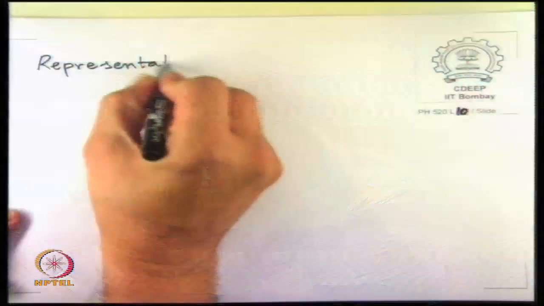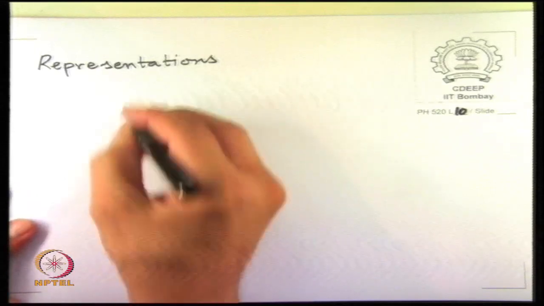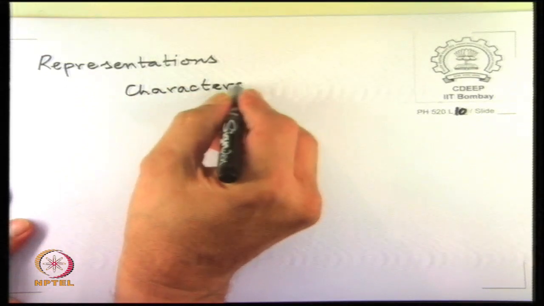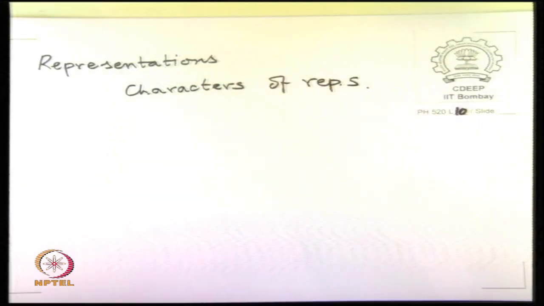So to continue from last time, what we are discussing are two things: representation, and within that, characters of representations. So these are the two broad concepts we are progressing on now. Last time we had some overview of this, but today we can be a little more formal.